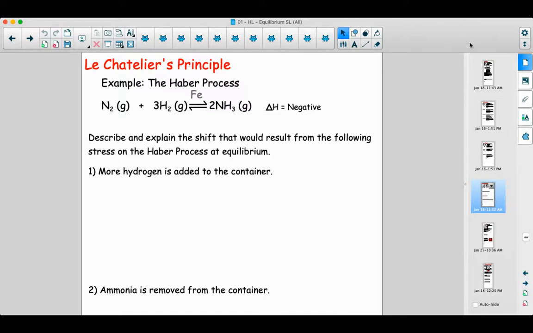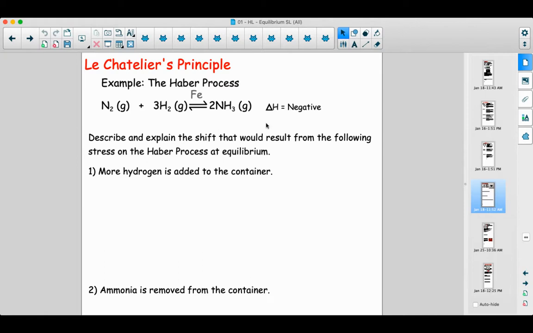Okay, so this video is to kind of reinforce some of the things we've talked about, Le Chatelier's principle and systems at equilibrium, by going through a couple of examples. So this is the Haber process example, nitrogen reacting with hydrogen, with an iron catalyst producing ammonia molecules. The reaction is said to be exothermic, so delta H is negative, and whenever they tell you that a reaction is a certain type of enthalpy change, whether exo or endothermic, they're referring to the forward reaction.